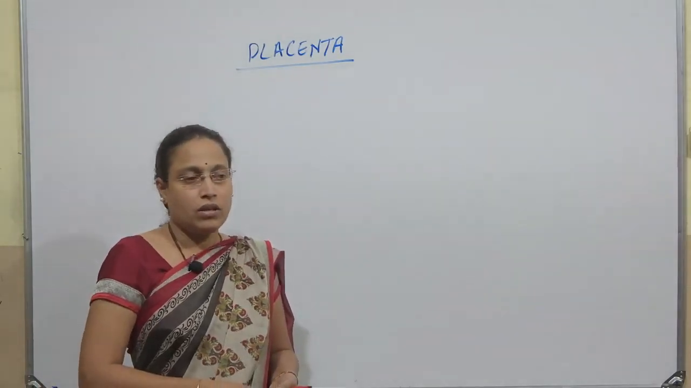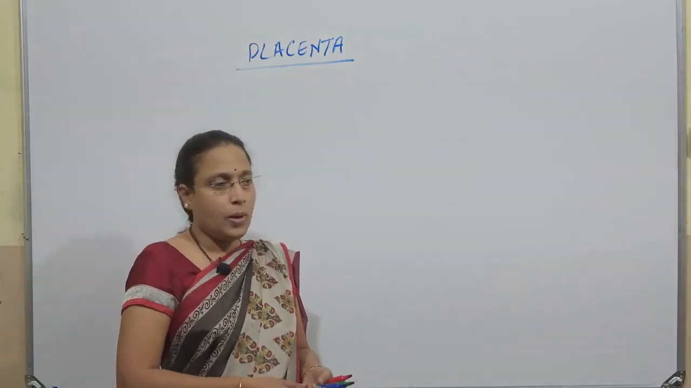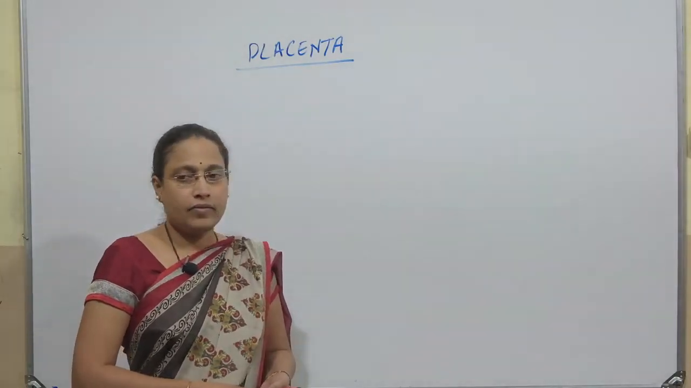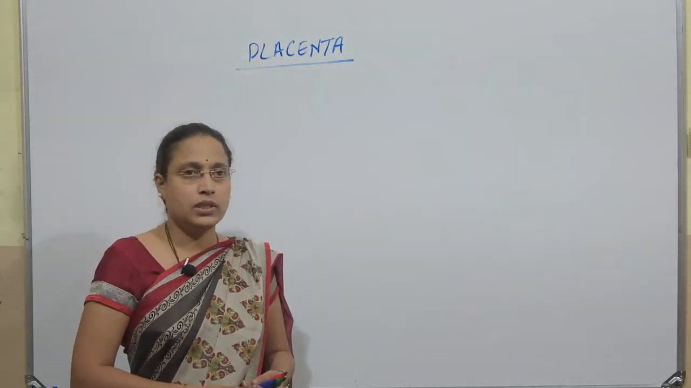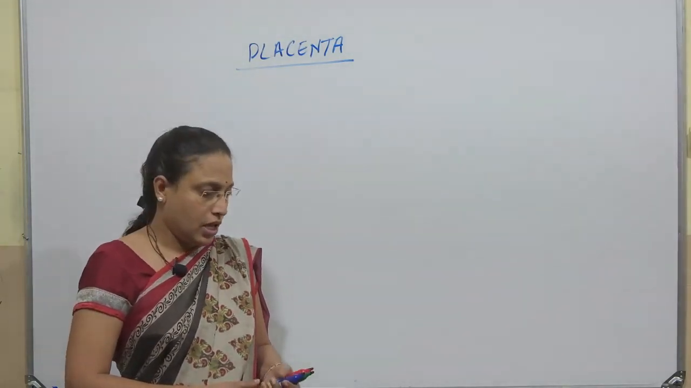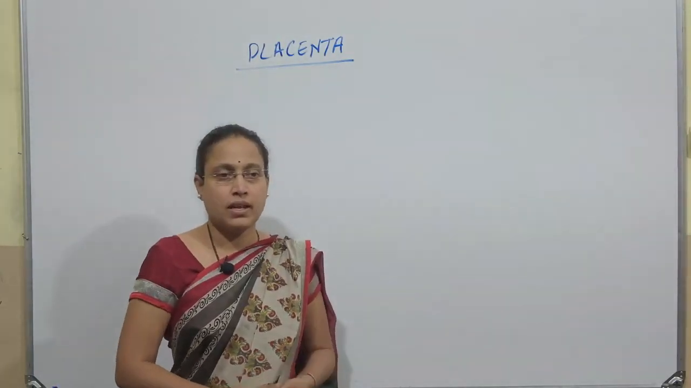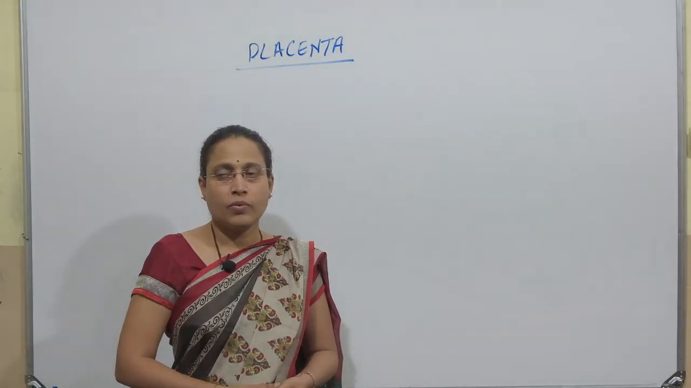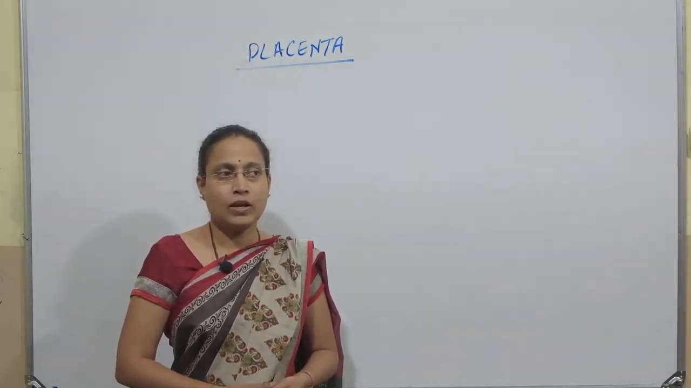Hello students, today I am going to explain about placenta. Before that, yesterday I had explained in detail about how the implantation happens. So in brief, I want to explain what has been explained in the previous class. In the previous class, we came to know that zygote is formed, a diploid single cell zygote.